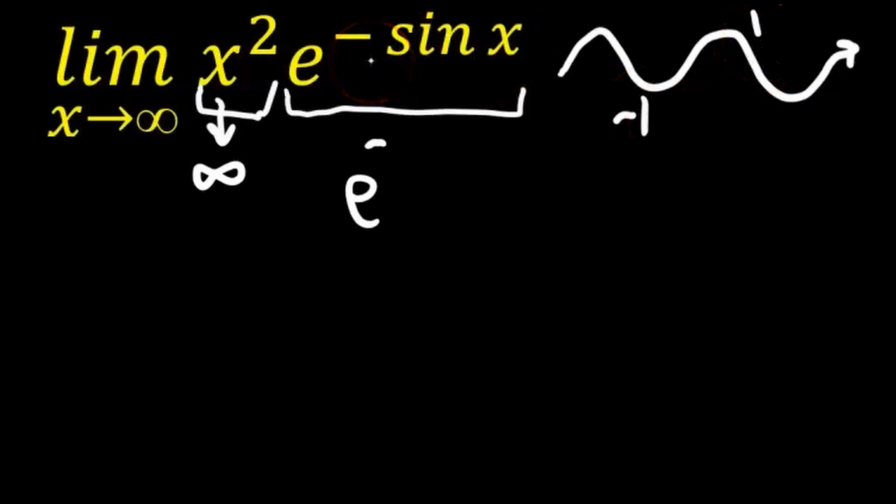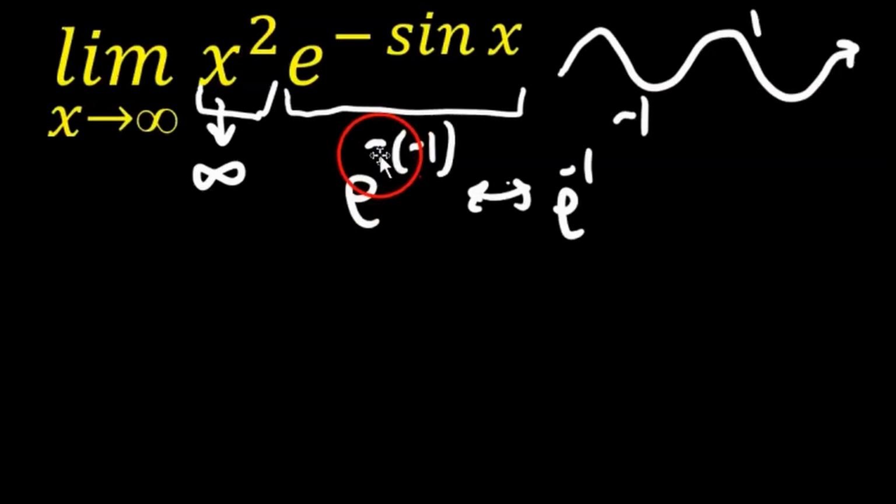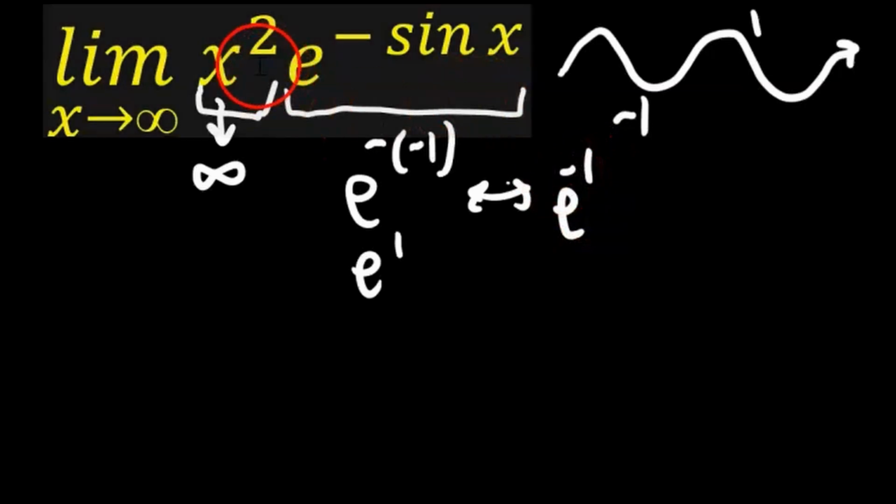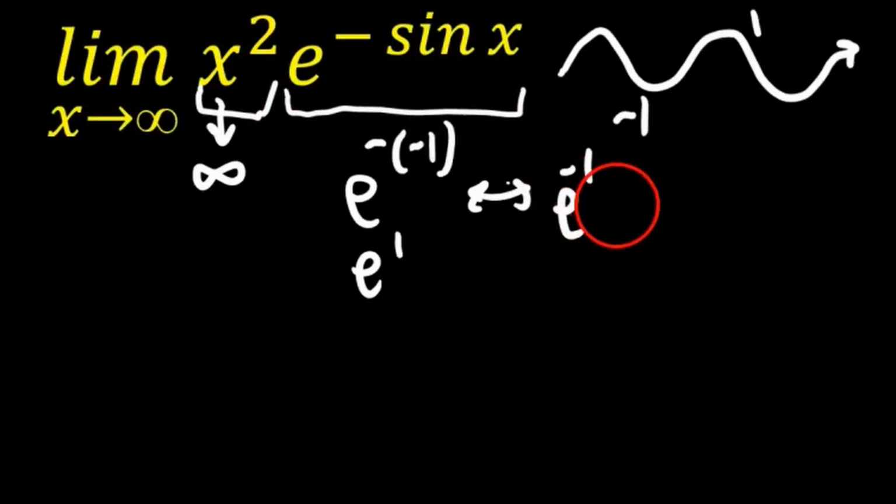So that means e to the negative sine x is going to go between negative e to the -1 and e to the -1 here. So this is just e to the 1 because negative times negative. So it's going to oscillate between e to the 1 and e to the -1. E to the 1 is larger. So this is the smallest that it can be. So our lowest function will be x squared times e to the -1. And e to the -1 is just 1 over e, right?